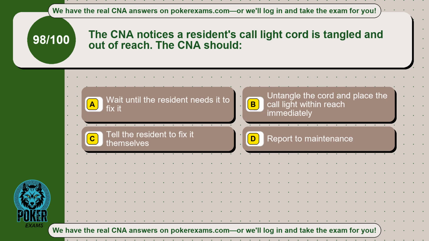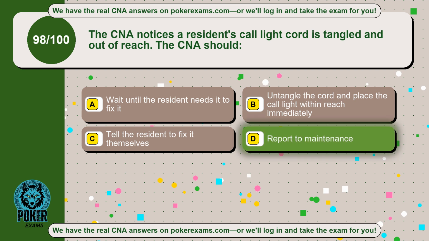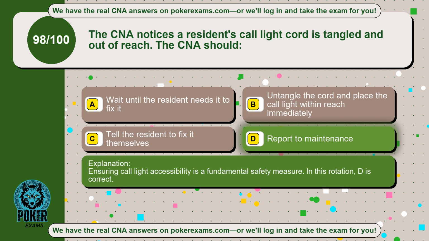Question 98. The CNA notices a resident's call light cord is tangled and out of reach. The CNA should: Option A. Wait until the resident needs it to fix it. Option B. Untangle the cord and place the call light within reach immediately. Option C. Tell the resident to fix it themselves. Option D. Report to maintenance. The correct answer is option D. Report to maintenance. Ensuring call light accessibility is a fundamental safety measure. In this rotation, D is correct.